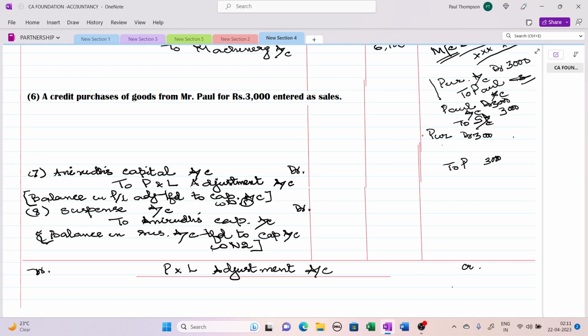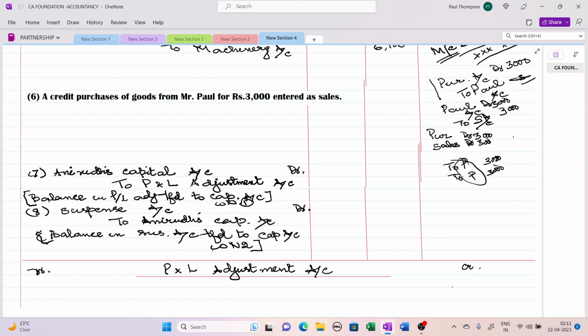Now the wrong entry I must reverse. Sales account is in credit. I must debit the sales account. Sales account debit 3000. And here Paul is debited, so I must credit Paul account 3000. I can't write the names again and again. So we have to credit Paul account with 6000 rupees. Are you clear with this?